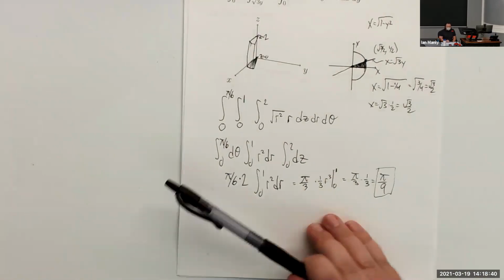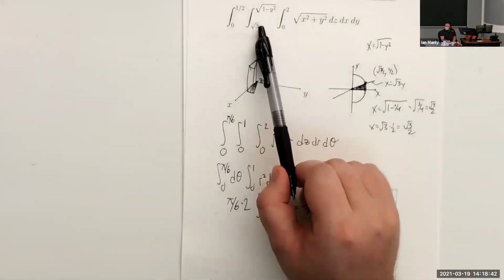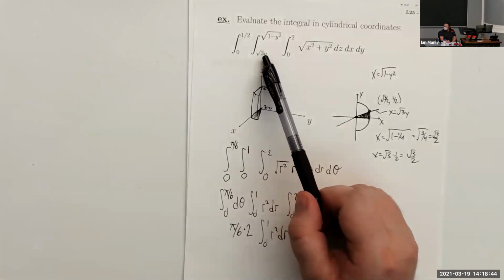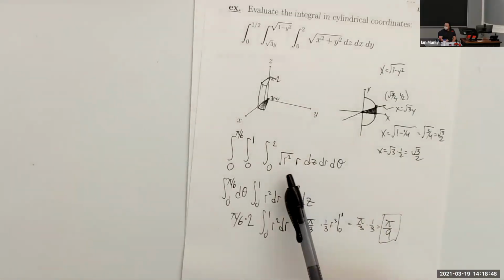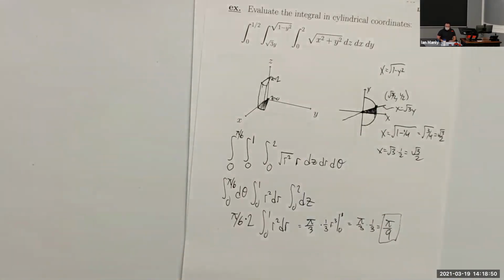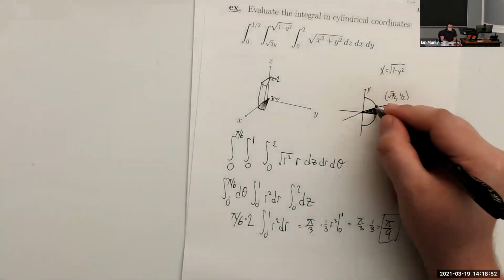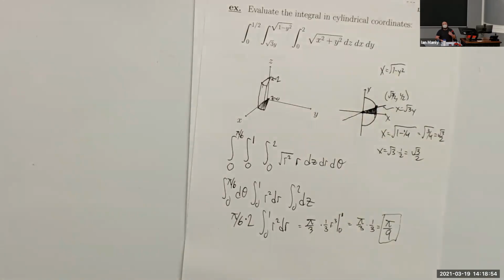So once again, we took something that looked a little bit scary in rectangular coordinates, and we were able to turn it into something very simple in cylindrical coordinates. And anytime you have some kind of circular domain, it's worth considering changing your integral into cylindrical coordinates.